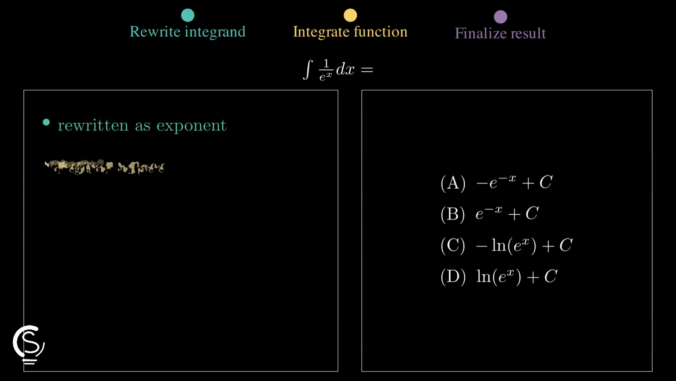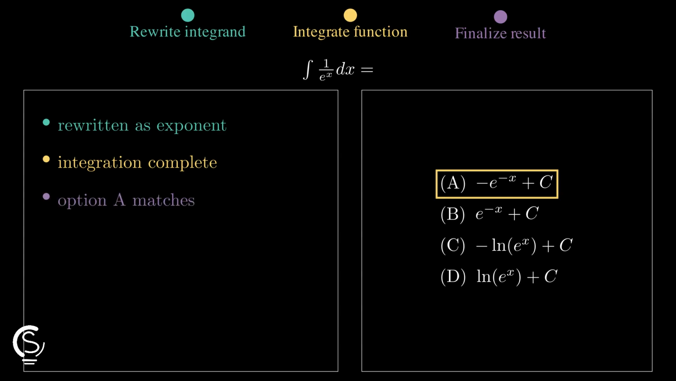Finally, we compare our result to the given choices. Our calculated expression matches option A perfectly. That makes option A the winner. We have officially finished this math problem.